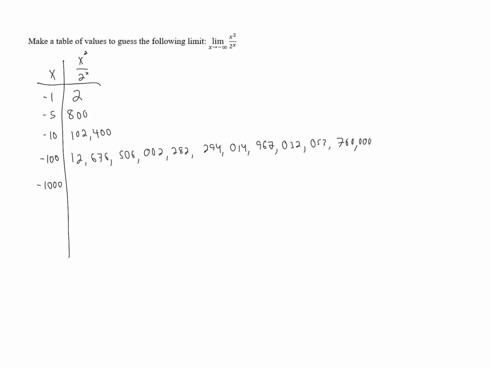1, 2, 6, 7, 6, 5, 0, 1, 4, 9, 6, 7, 0, 3, 2, 0, 5, 3, 7, 6, 0, 0, 0. How many digits is that? 3, 6, 9, 12, 15, 18, 21, 24, 27, 30, 33, 34. So that's about 1.2 times 10 to the 34th power.